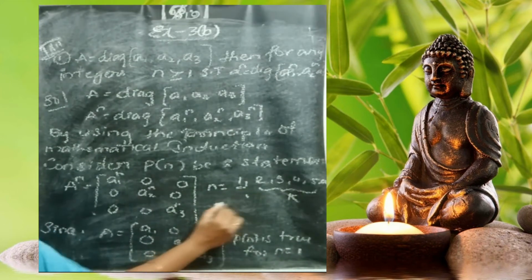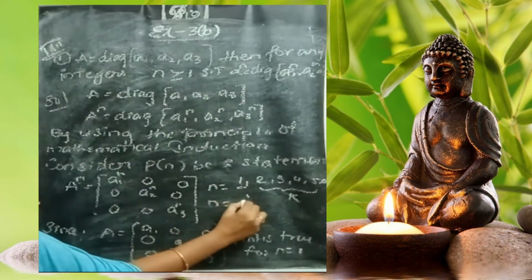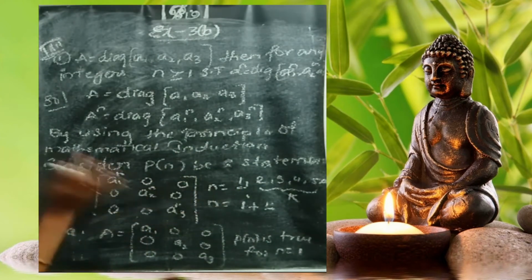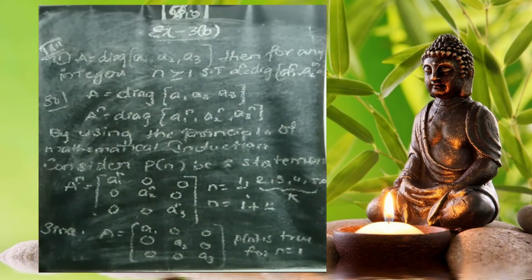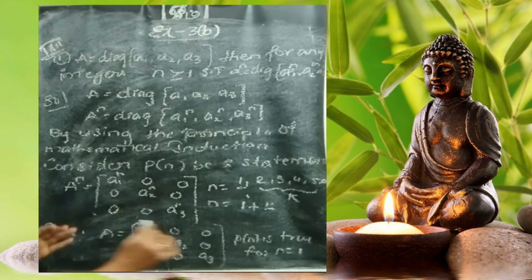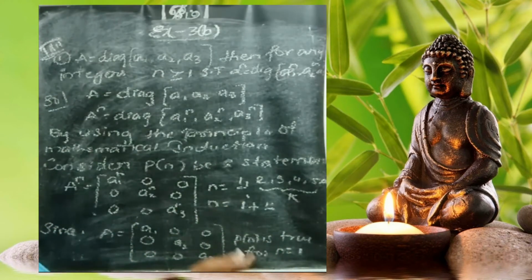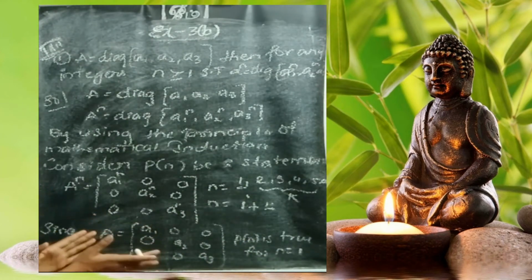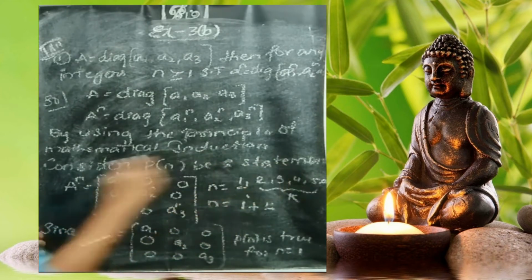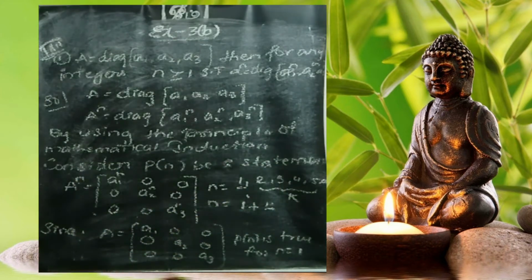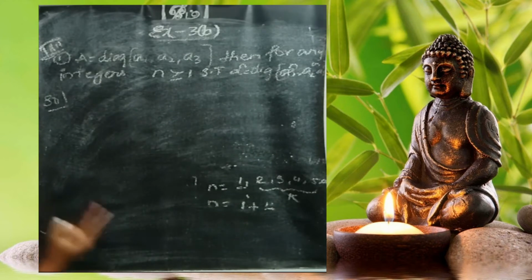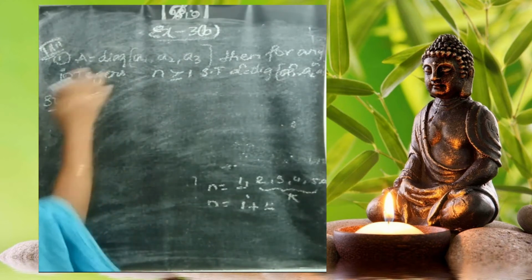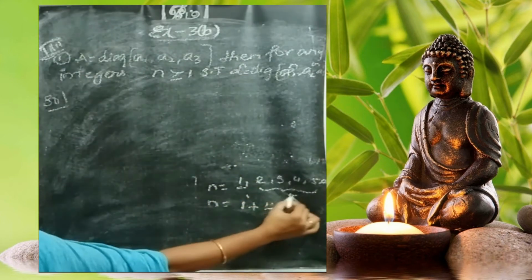Let's think this is 1. Now we have to find n, which means 1 plus k. We discussed this in detail in the previous section; I will give the link in the description box. So P of n is true when we substitute n equals to 1, and A is proved. Now we have to prove it for the k value. Before, we assumed n equals to 1 and showed the A value. Now we have to prove for k.